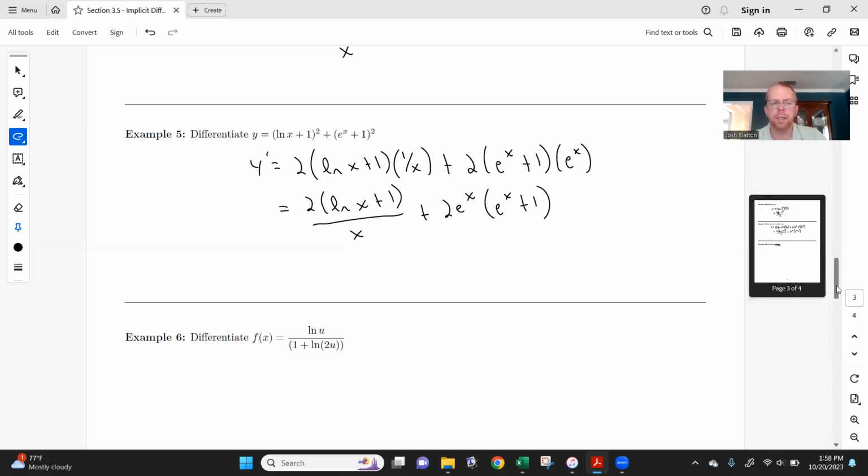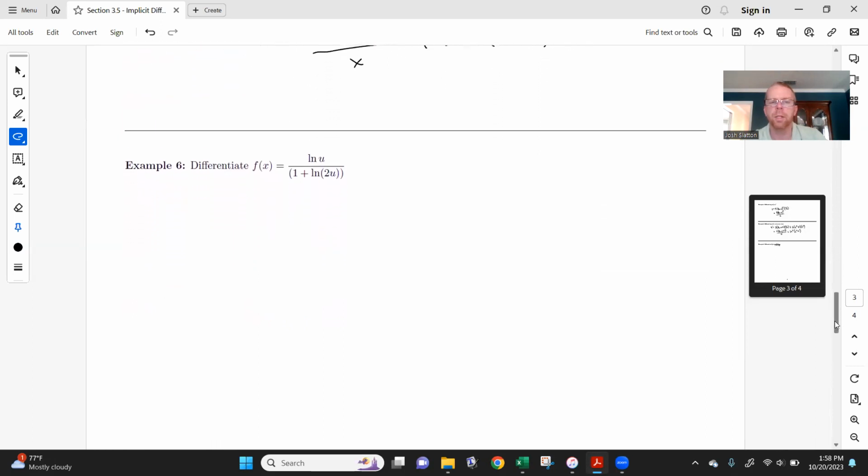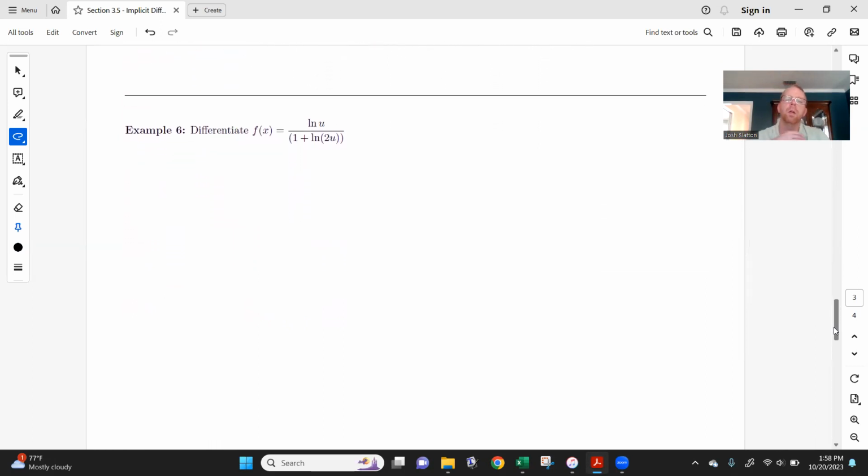All right, so now number 6, we are going to use the quotient rule. If you remember, let's write this over here. The derivative of u of x over v of x is the bottom times the derivative of the top minus the top times the derivative of the bottom, over the bottom squared.